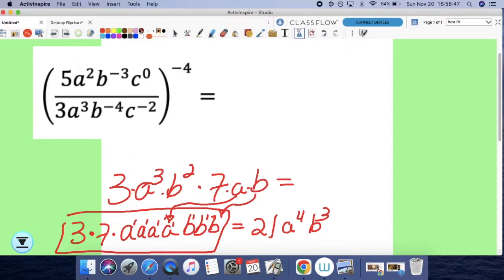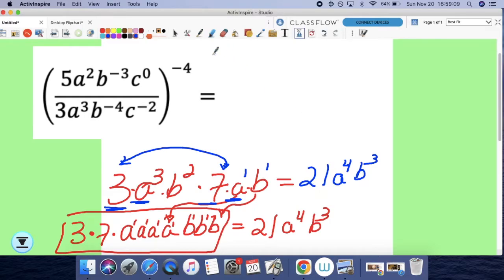So going back to the original problem, we can multiply 3 times 7, and we get 21. Then a to the third times a. Well, we know that we keep the base, and there's a little 1 here. We add the exponents, 21a to the fourth, and b to the second and that little 1 here, b to the third. So that's the shortcut. Then you get the same answer. So that was the product rule.